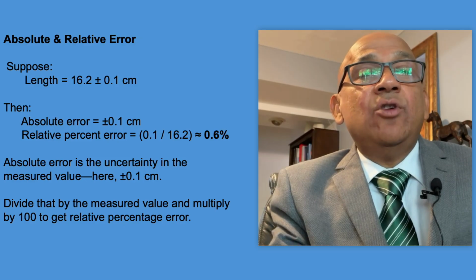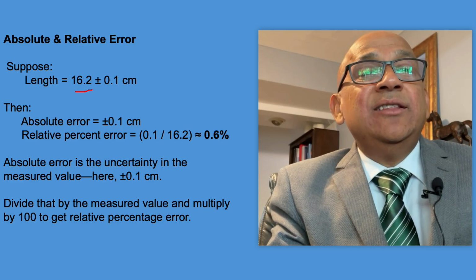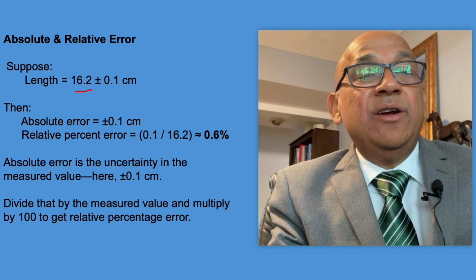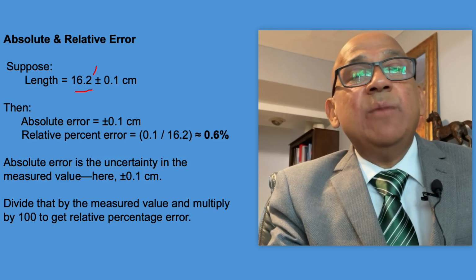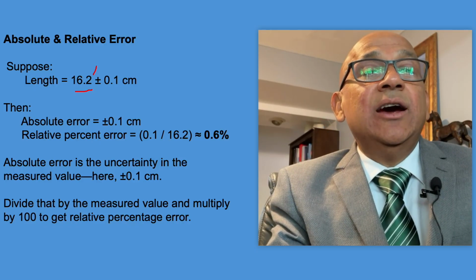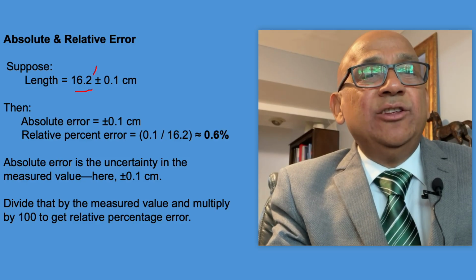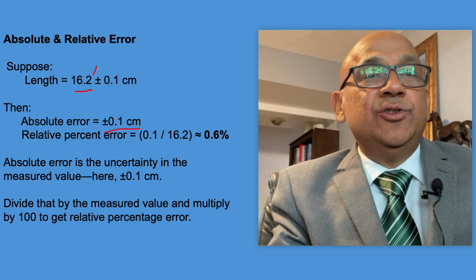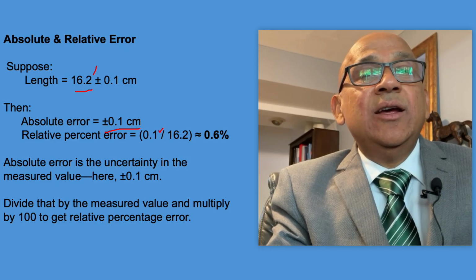Suppose you are measuring the length of an object and the length comes out to be, say, 16.2 centimeter. Then the last digit is always uncertain, the 2 digit is uncertain, and this can be uncertain by 0.1. So 16.2 can be 16.1 or it can be 16.3. So the absolute error in this quantity is plus minus 0.1 centimeter. Now if you have to find the relative error, then we divide this 0.1 by 16.2 and then we multiply by 100. So it comes out to be 0.6%.